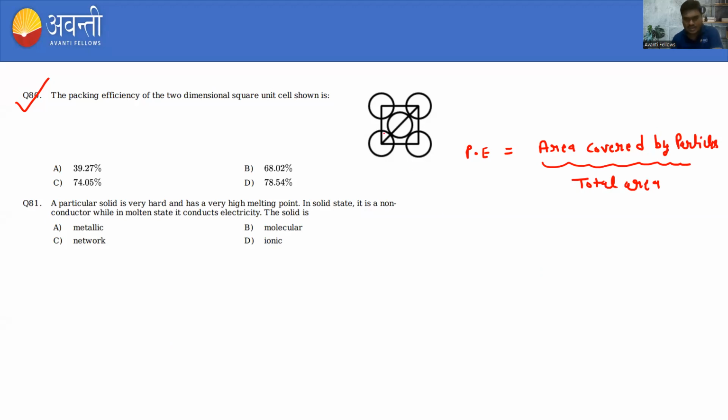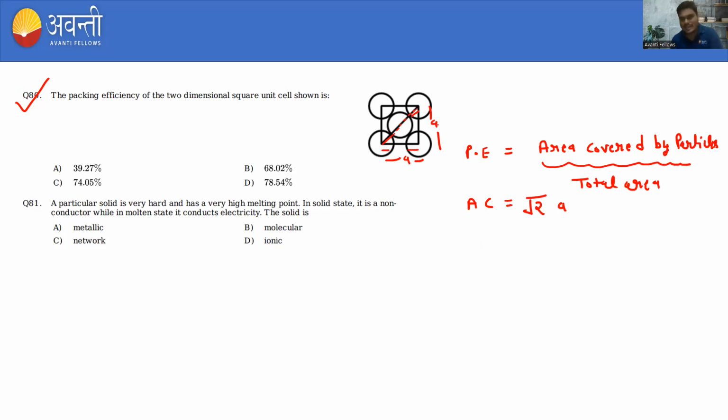Now, in this case, you can calculate the diagonal. How will you calculate this diagonal? You know this length: this is R, this is also R, and this is R plus R, which is 2R. So this is equal to 4R, and this is equal to A, and this is also A. So if A is the length of the unit cell, what is the diagonal AC? It comes out to be under root 2 into A.